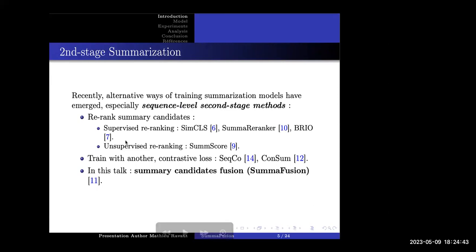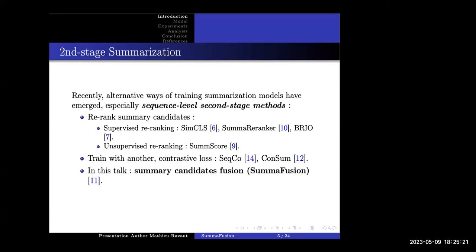And so recently, there have been a few alternative ways to train abstractive summarization models, typically with sequence level second stage methods. Such methods give a different view to the typical framework that I described just before. We're not training at the token level anymore, but rather we assume we already have a model generating summary candidates, and this time we train at a sequence level and try to pick better candidates. So the most intuitive way is to re-rank your summary candidates. So you can train a supervised re-ranker.